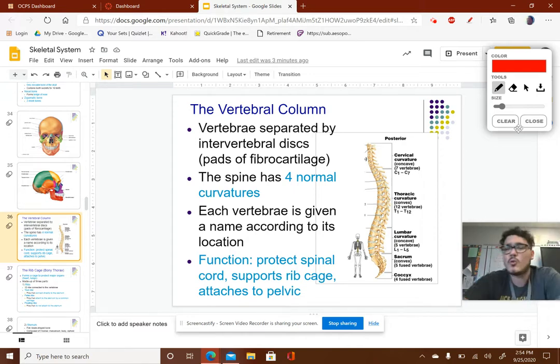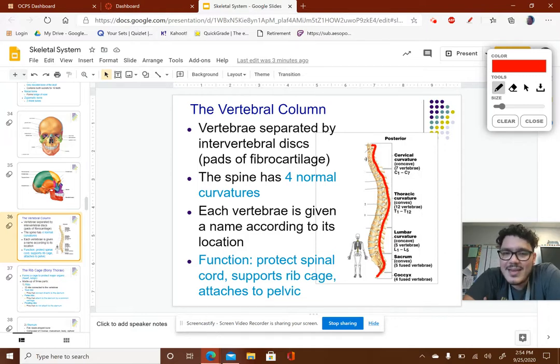The spine has normal curvatures. So here's what we observe. The spine, even though we're bipedal and we stand straight up, right? The spine is not just perfectly vertical. It does have these natural curves that are expected. So the curves are going to be something along the lines of this. That's expected to be in our spine.